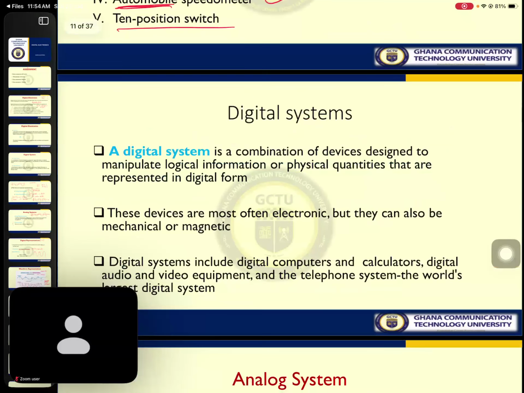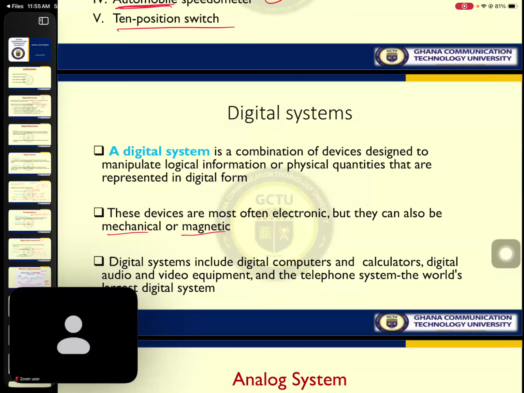Let's move to a little bit more detail about digital systems. A digital system is a combination of devices designed to manipulate logical information or physical quantities that are represented in a digital form. Examples: computers, calculators, audio systems, and others. These devices are most often electronic, but they can also be mechanical and magnetic.